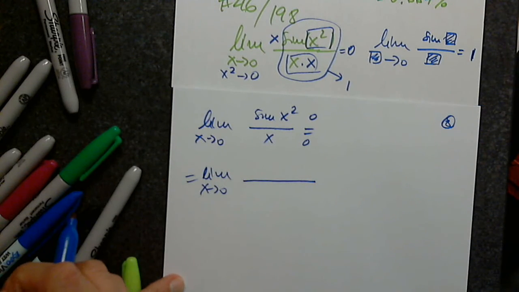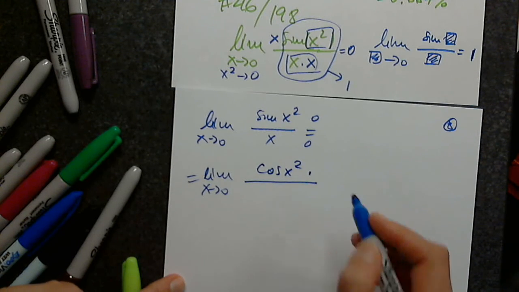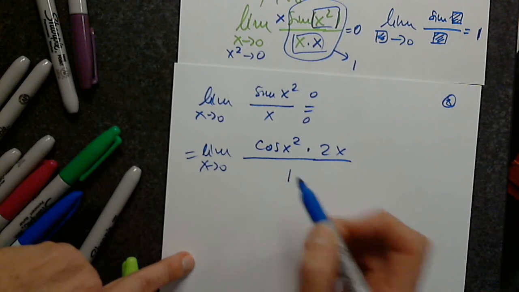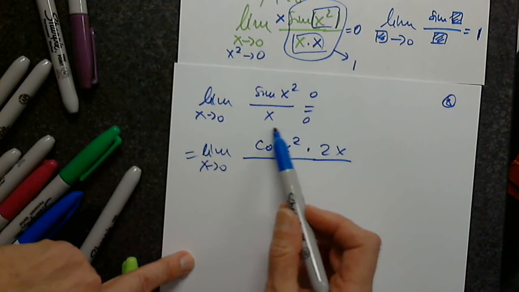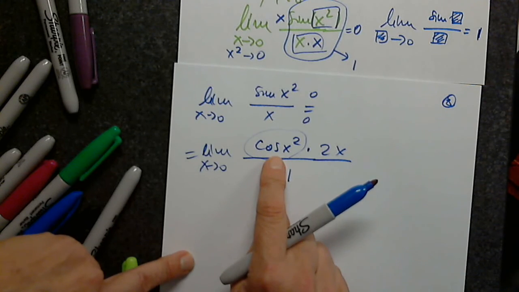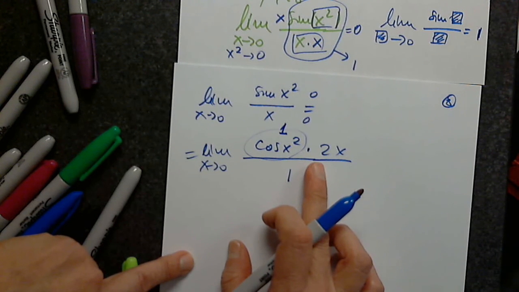Let's differentiate the top. So cosine x squared times 2x. Very good. Let's differentiate the bottom. 1. Good. When I plug in 0 here, what do I get? Exactly. Cosine 0 is 1. So this is 1. So 1 times 2 is 2.